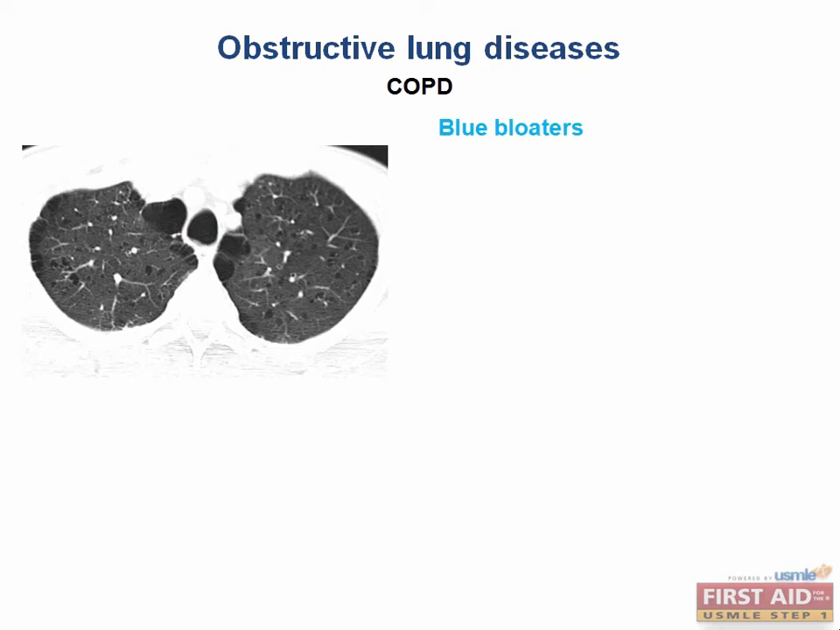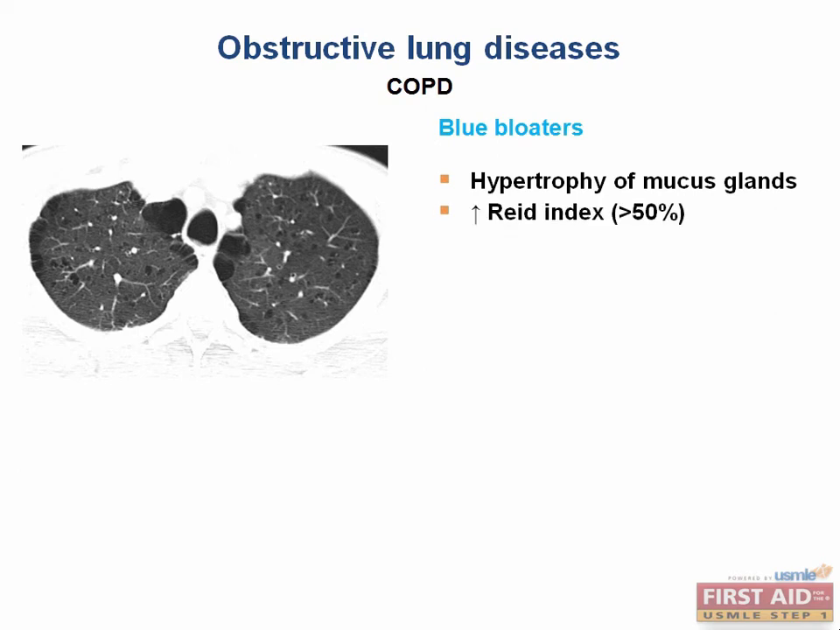Patients with chronic bronchitis can be thought of as blue bloaters. This is one of the more common types of COPD. Now, what's the underlying pathology? The pathology of their disease involves hypertrophy of mucus-secreting glands in the bronchioles, which can be quantified with a Reid index greater than 50%. Now, what's a Reid index? Well, it's the ratio of the thickness of the gland layer to the total bronchial wall thickness.